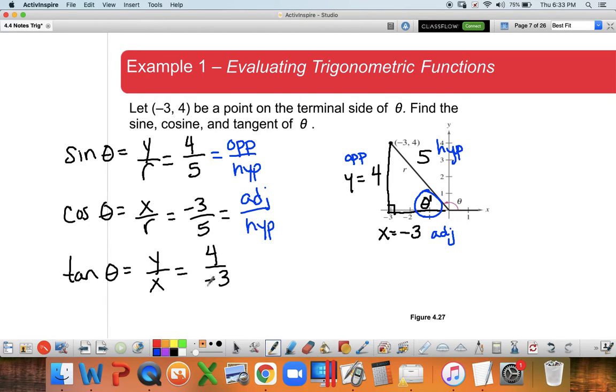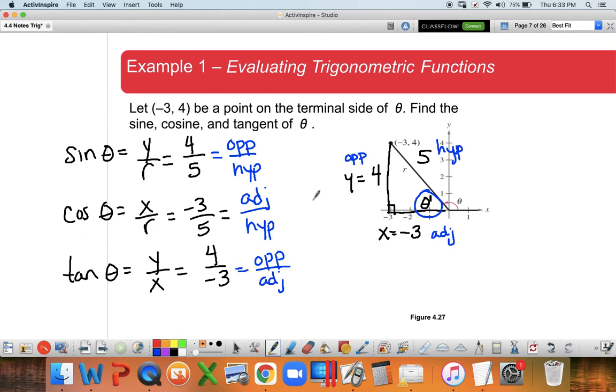But remember, it's also just opposite over adjacent. So if you'd prefer to just use that right triangle trigonometry as opposed to memorizing these equations, I encourage you to do so. With any trigonometry question, there are at least 2 ways to solve them, if not more.